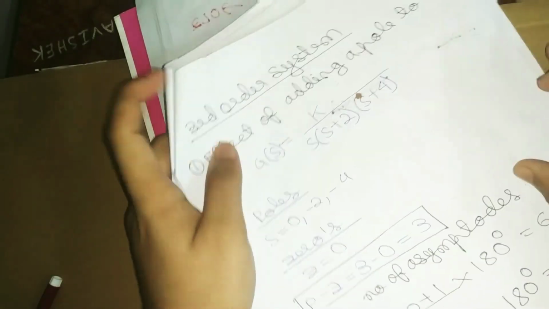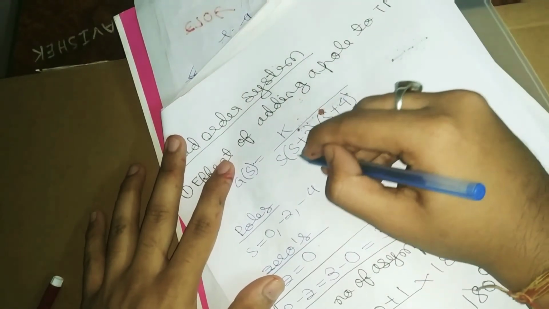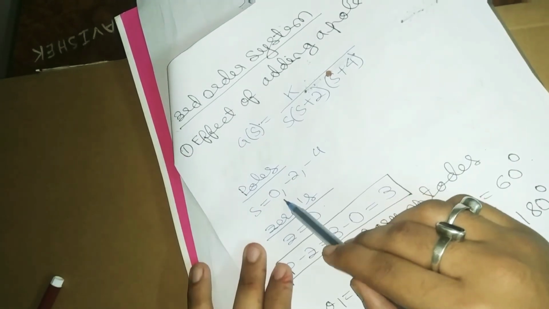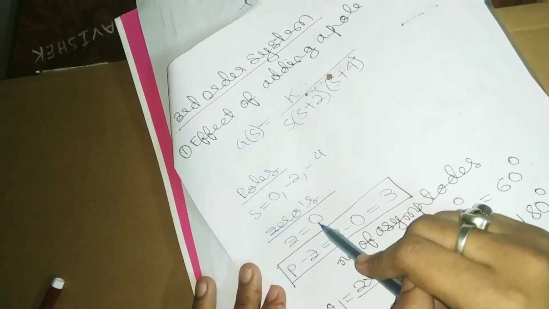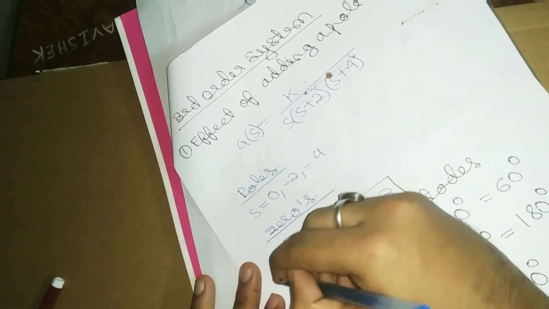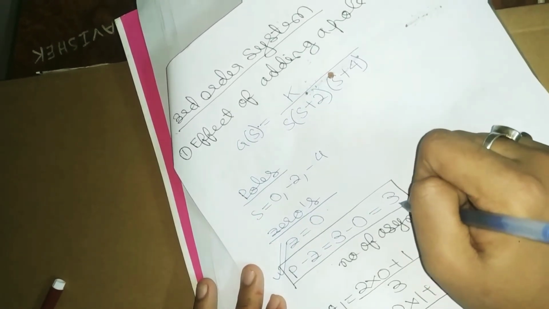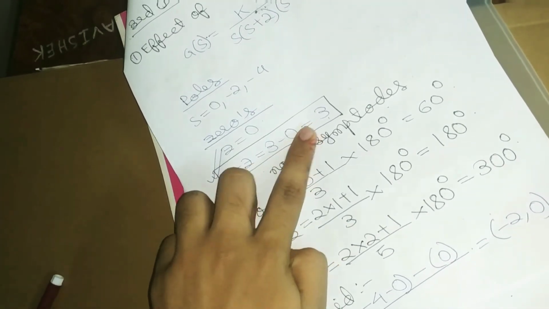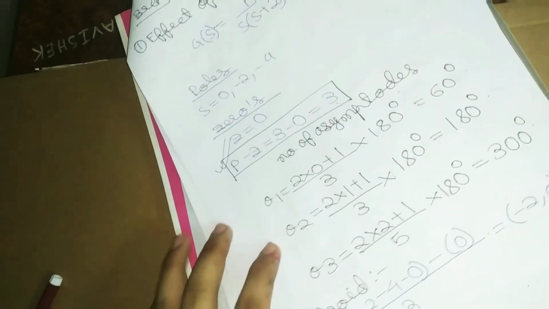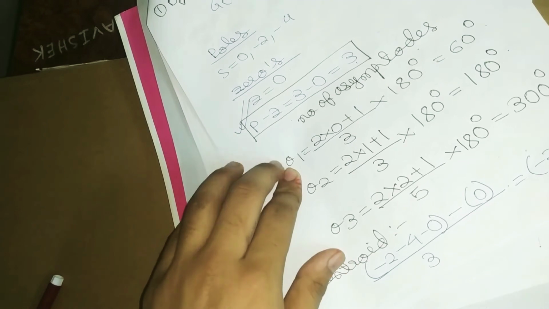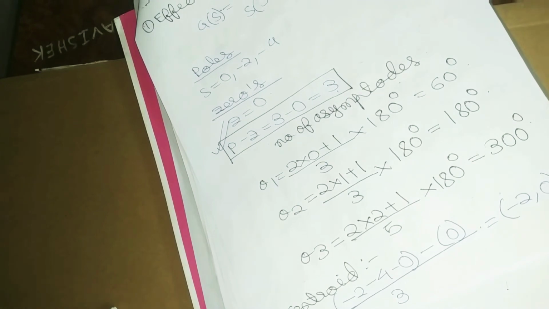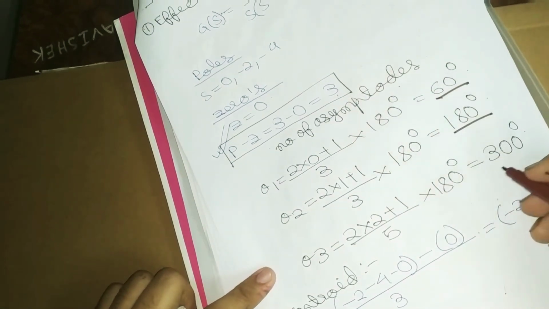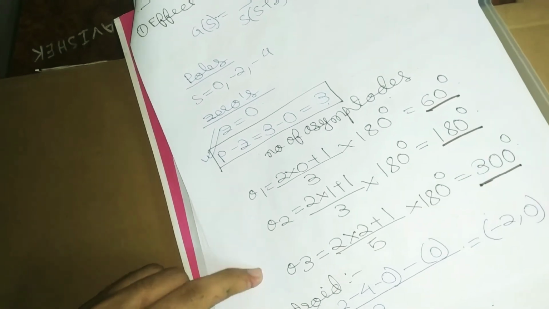Here, the poles are s = 0, -2, -4, and zeros, none. So P - Z is 3 - 0, which is equal to 3. The number of asymptotes is 3, so there will be 3 angles: theta 1 is equal to 60°, theta 2 is equal to 180°, and theta 3 is equal to 300°.